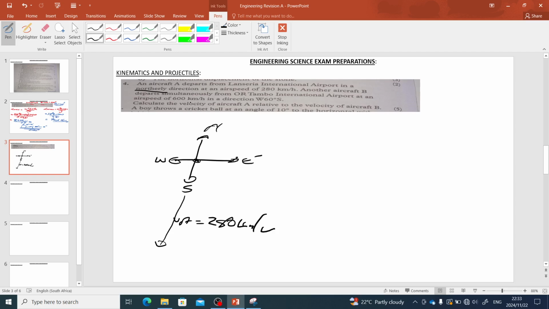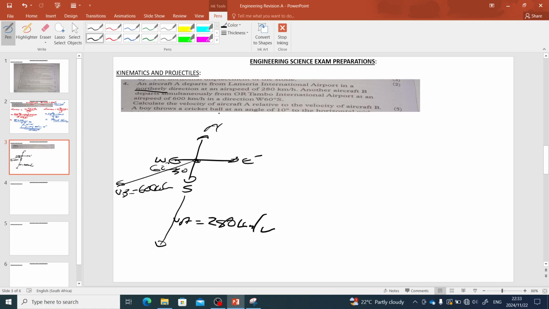The second airplane departs simultaneously from OR Tambo International Airport at an airspeed of 600 kilometers per hour in the direction west. West is your reference point, and the angle of projection is 60. Now, I'm having VB as 600 kilometers per hour. The angle is 60, then this would be 30.